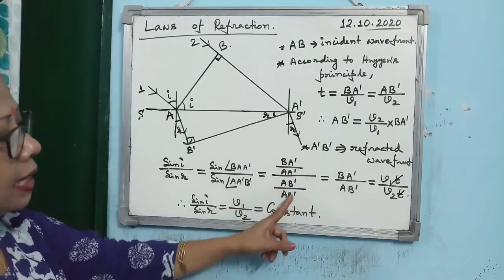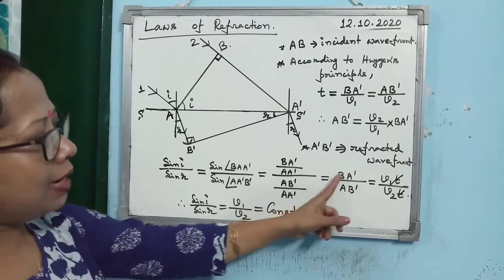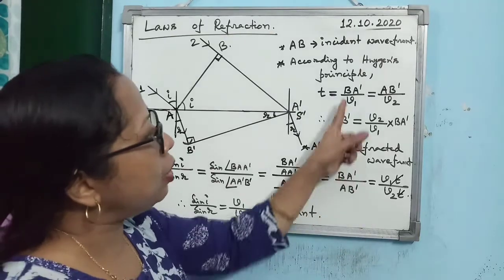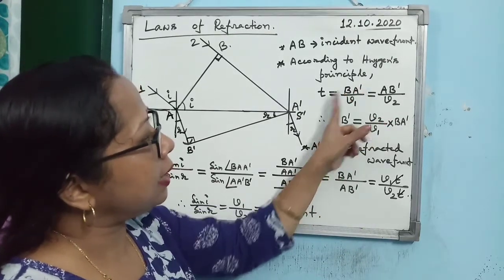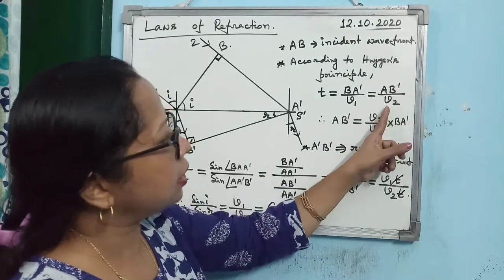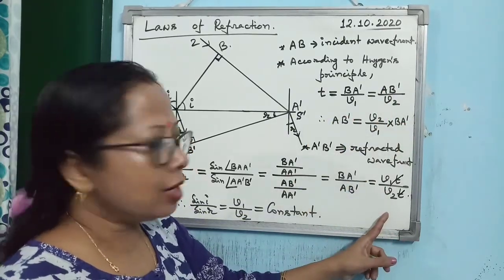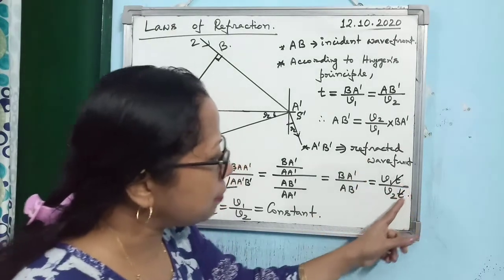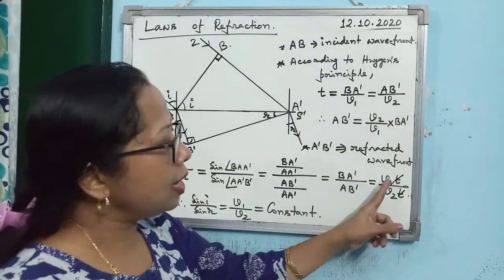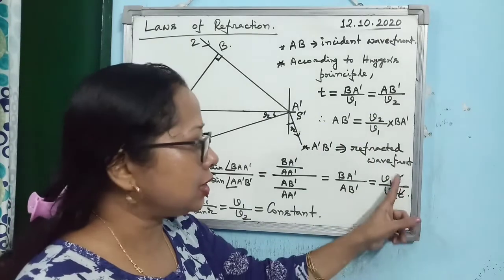So AA' gets cancelled, and you can write BA' by AB'. But according to Huygens principle, what is BA'? You see, BA' is equal to V1 into t. And what is AB'? AB' is equal to V2 into t. So we have applied Huygens principle here. So what are you getting? V1t by V2t, t cancels.